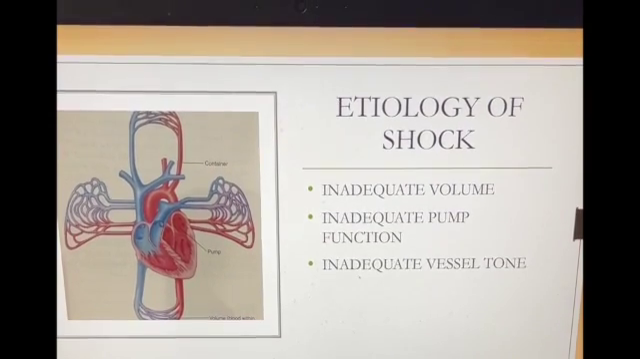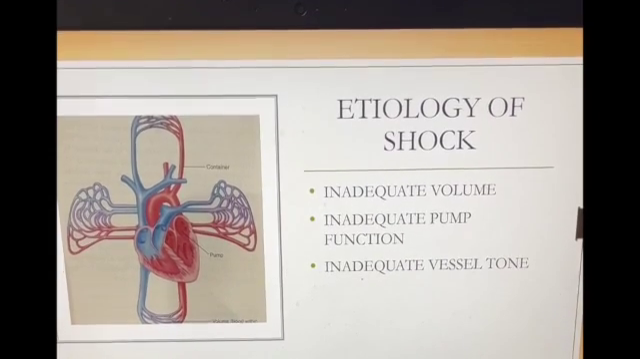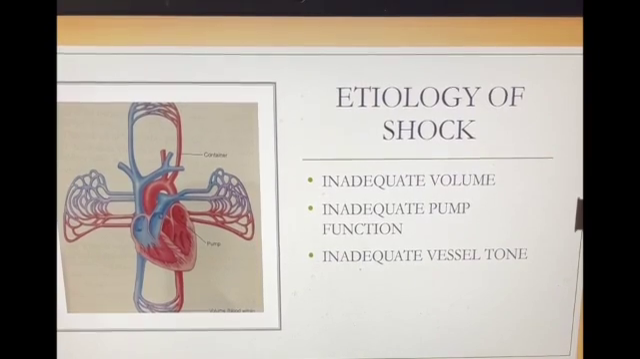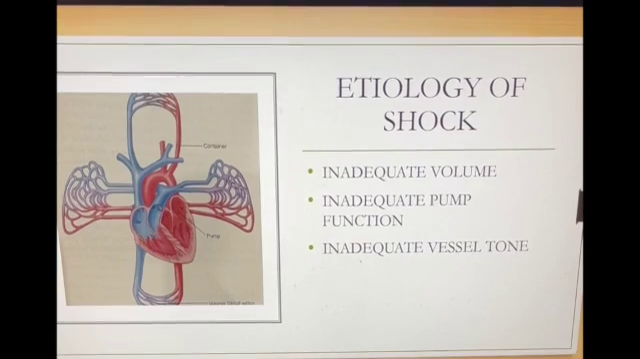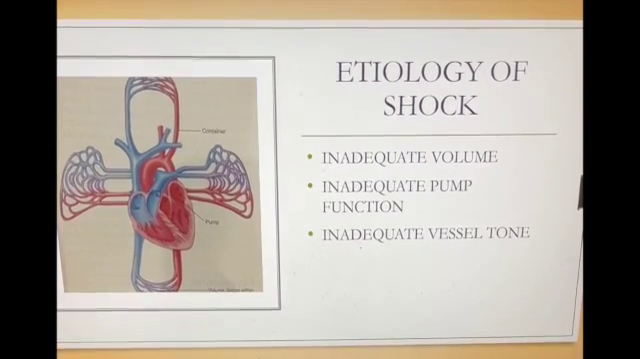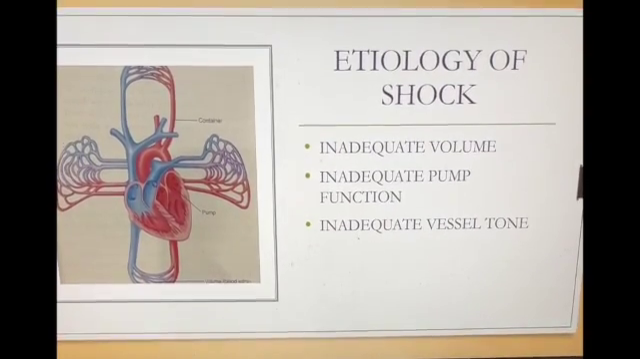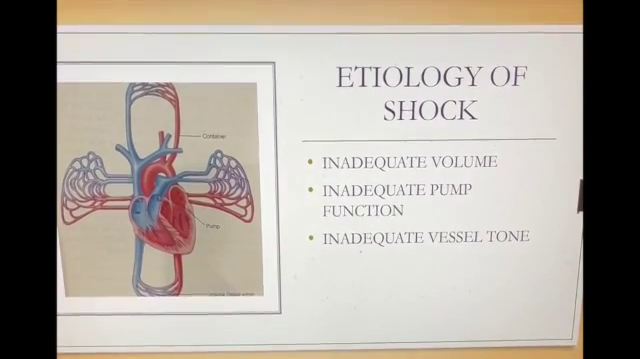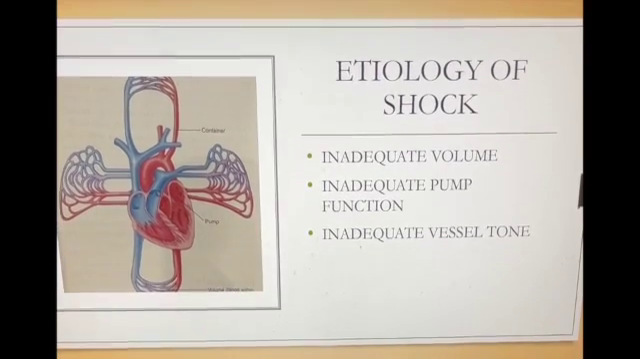And then finally, we have inadequate vessel tone. As I mentioned, that is the size of the vessel and the resistance created within it. As resistance in the vessel increases, so does the blood pressure. Inversely, as the vessel resistance decreases, so does the blood pressure. To say it in a different way, as the vessel size increases, the resistance decreases, lessening the amount of blood that can reach the heart.